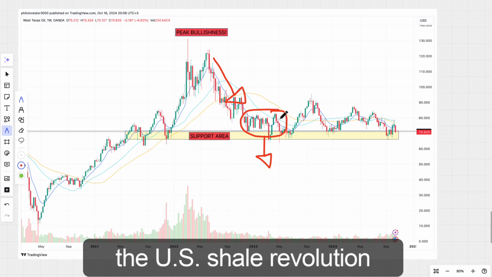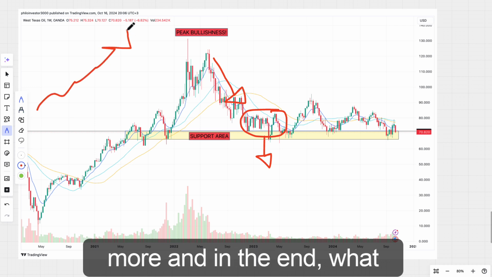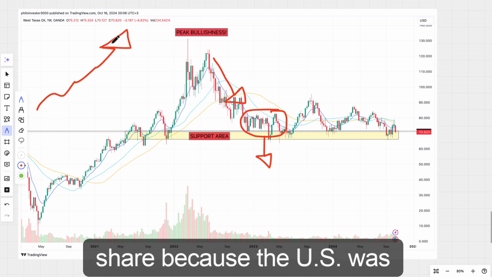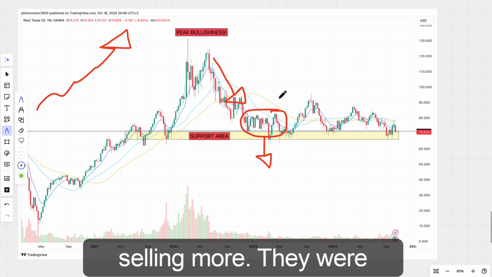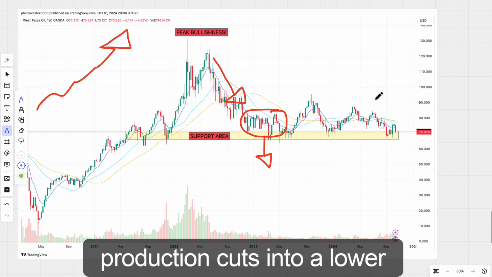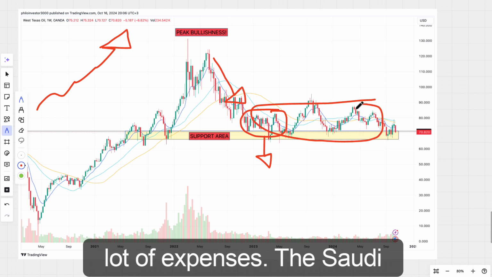However, the US shale revolution meant that the US was producing more. And in the end, what happened was Saudi Arabia and OPEC in general not only were losing market share because the US was selling more, they were selling less because of the production cuts into a lower oil price. This isn't good for them because they have a lot of expenses.